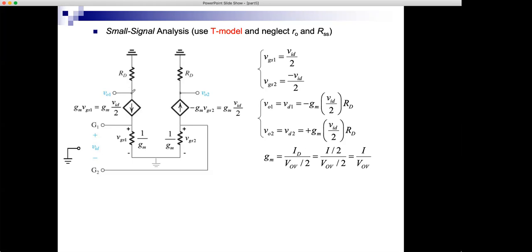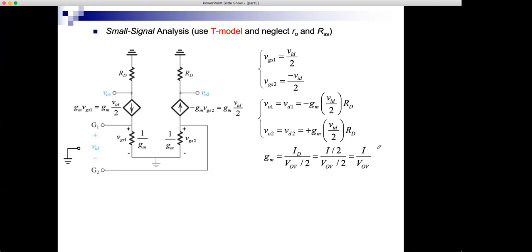And this is an interesting result. I have a voltage here, which is minus GM VID over 2 times RD, and I have a voltage here, which is GM VID over 2 times RD. GM, of course, is ID over half VOV for the MOSFETs, and the two MOSFETs are biased at 1/2 the current source current, I over 2. So this is the GM value.